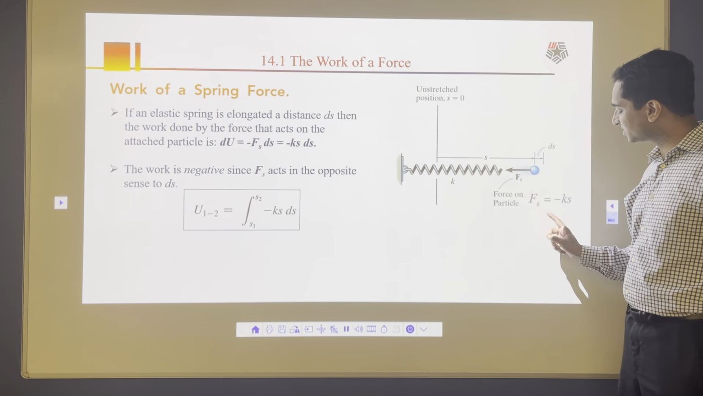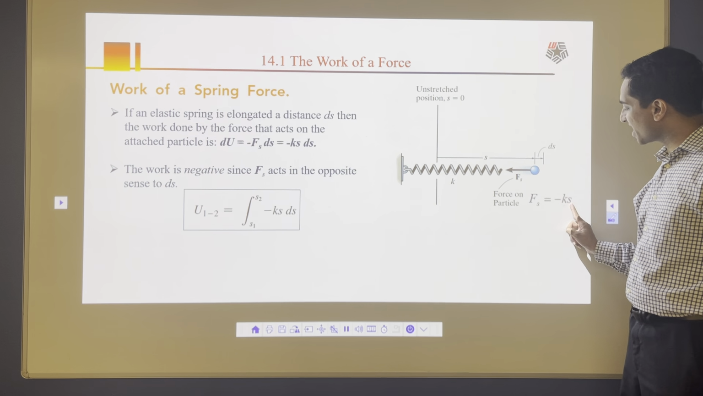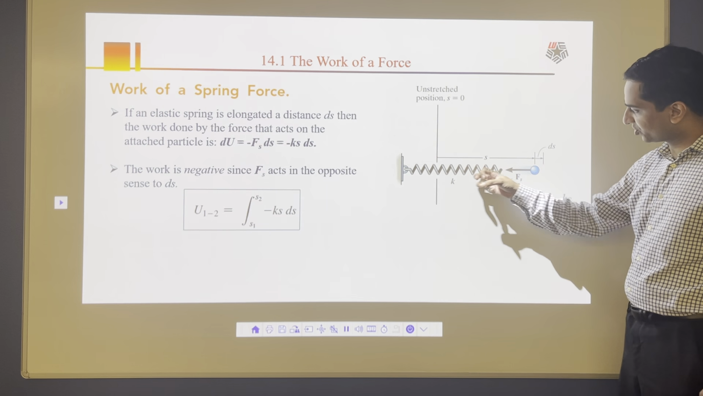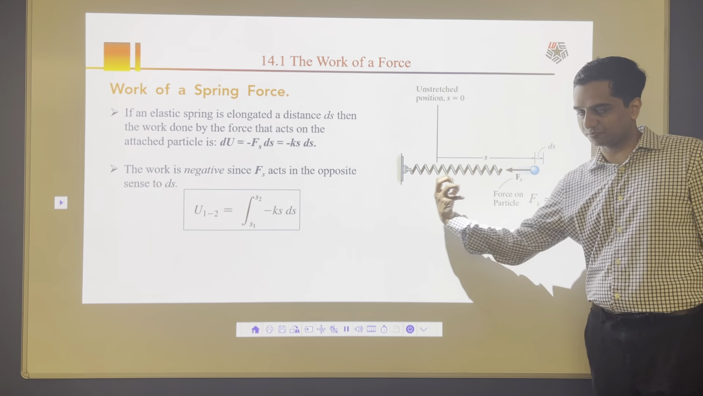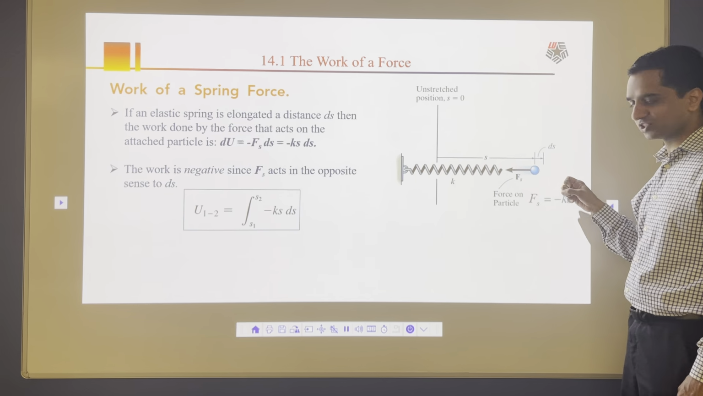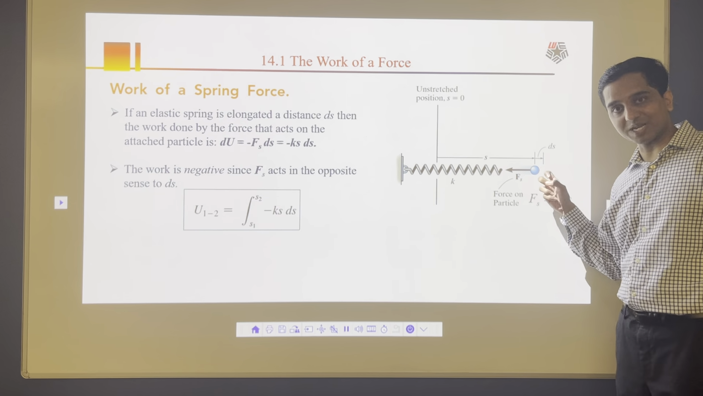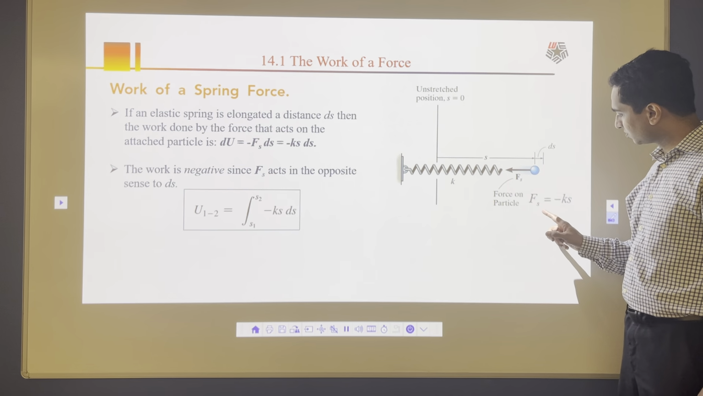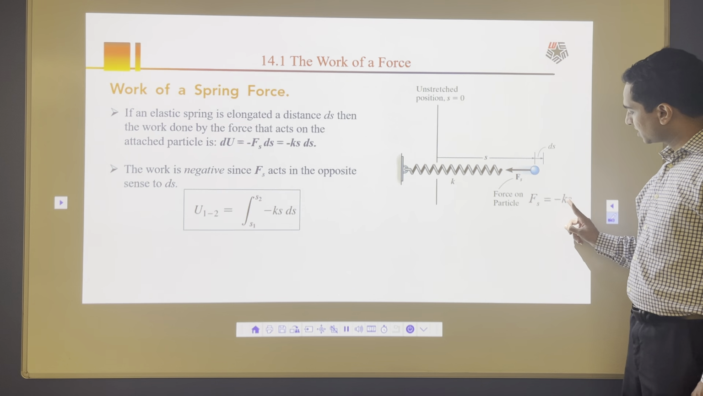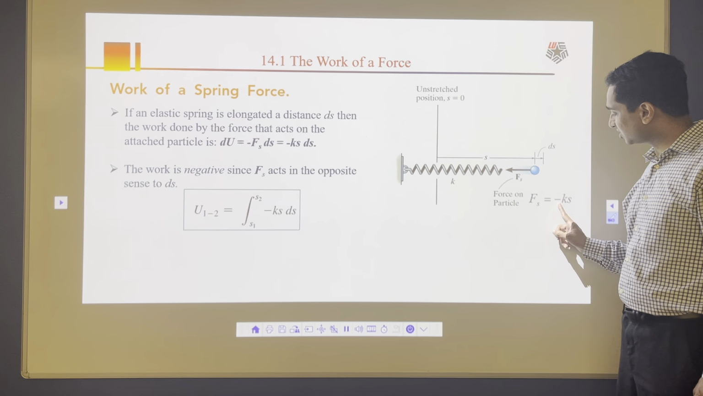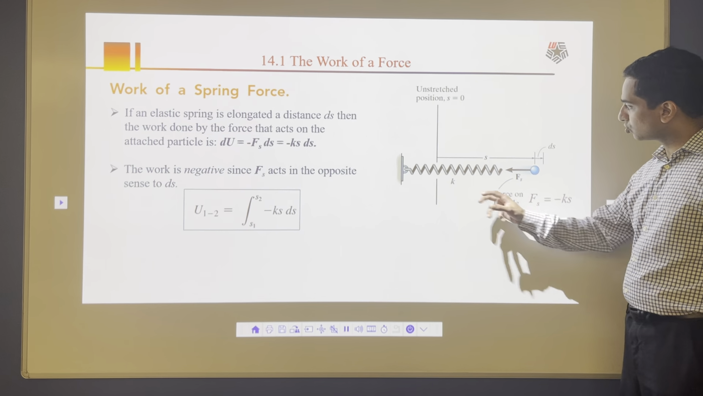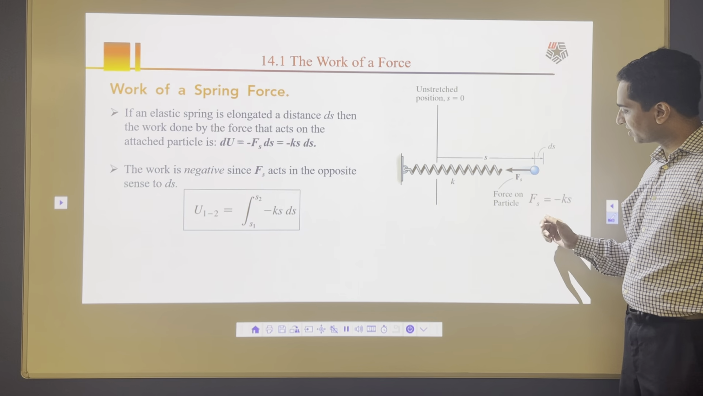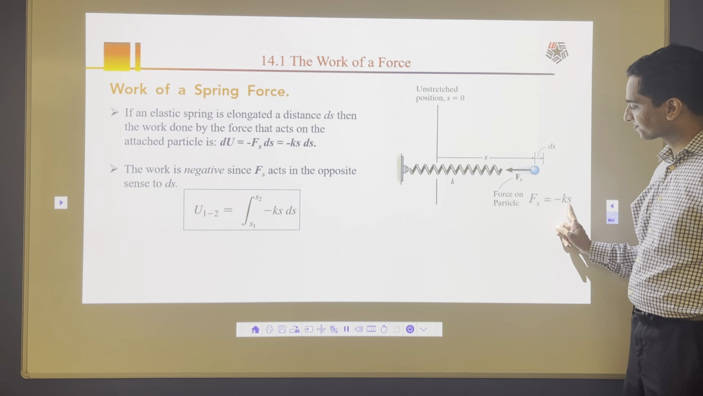That spring force is given by minus Ks, the minus sign is because it is in the opposite direction. I'm pulling in this direction, the spring is trying to pull in that direction, so the force is opposite to the displacement. Displacement is in this direction, force is in that direction. K is a constant for the spring and s is the total distance, whatever distance I am pulling it on this side. So Fs is equal to minus Ks.